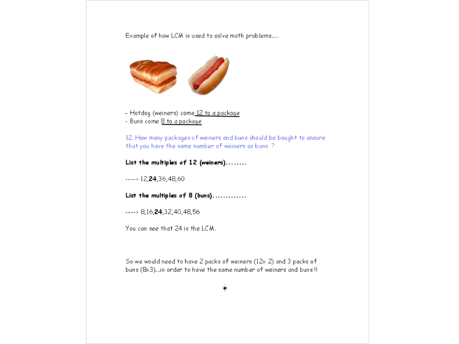Maybe if you just read this one over again, sometimes it helps. Remember, what we're looking for is how many packages of wieners and buns should be bought to ensure we have the same number of wieners as buns. As long as we have 24 wieners and buns, we've got the same, right? So if we have 2 packages of wieners, that's going to give us 24, and 8 packages of buns, then we're going to have the same number, right?